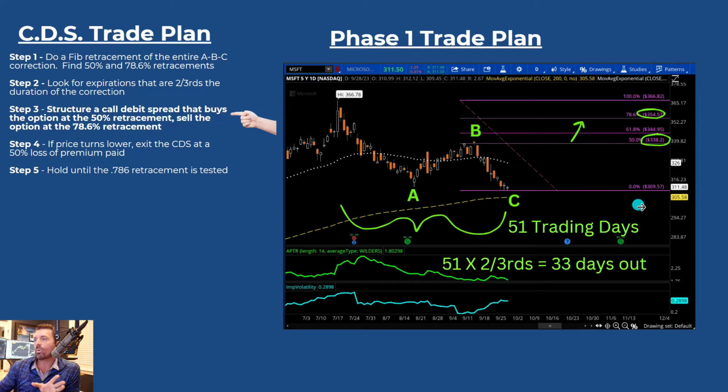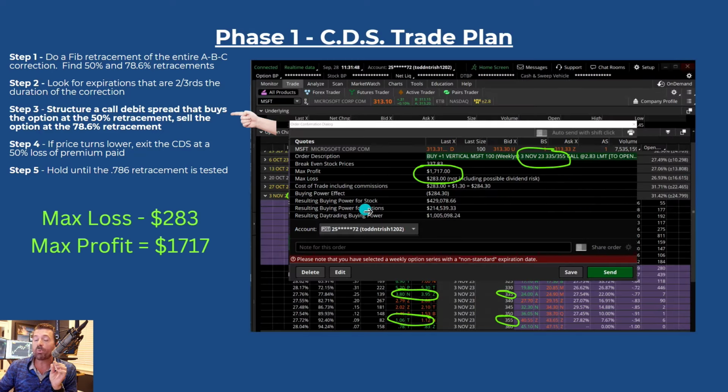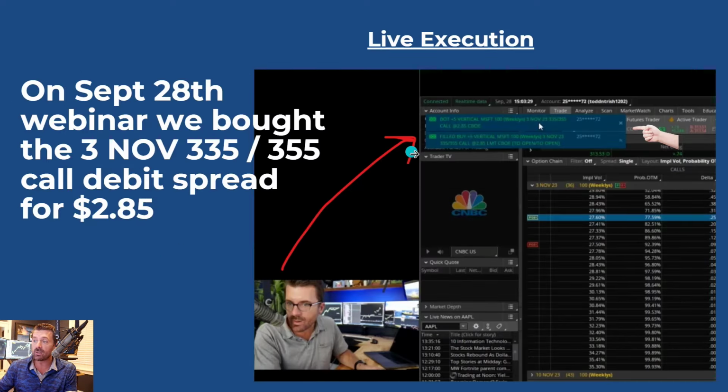Okay, so the last time I gave this class, Microsoft was setting up in a phase 1 pullback trade. Microsoft's trading about $311. We put the phase 1 trade on, which, here are the specifics, and I'll teach you in the upcoming class. Max loss $283 to make $1,717 max profit. Executed the trade live. I bought a 335, 355 call spread. If you don't know what that means, no problem.